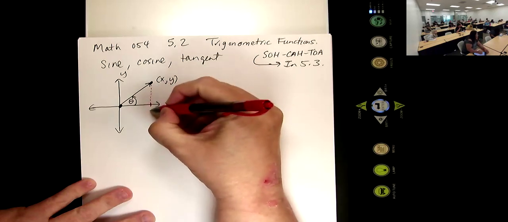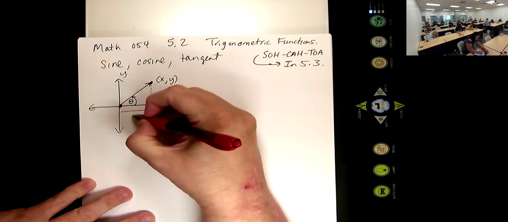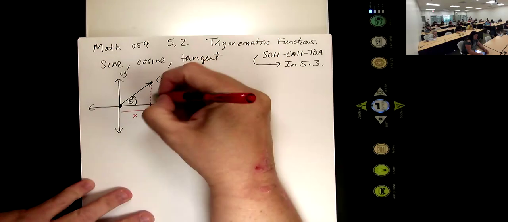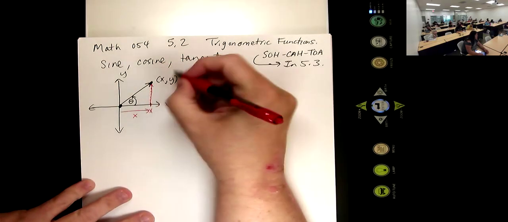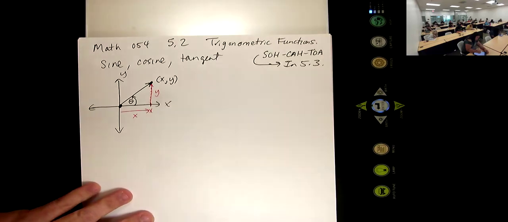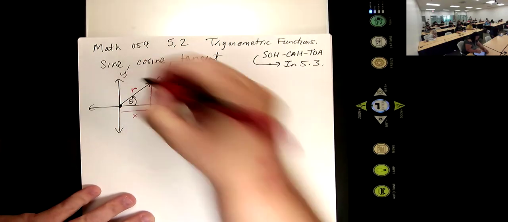This value here is x, which means this length here is x. This distance here. This position here is y. So that distance is y. And we're gonna call this side here r.